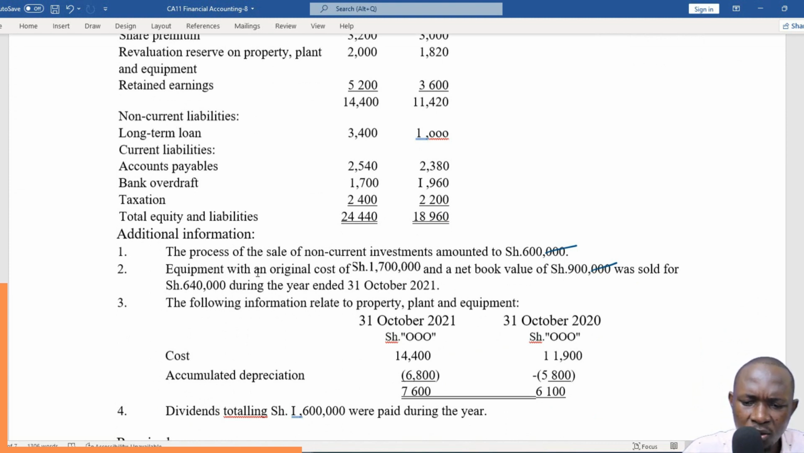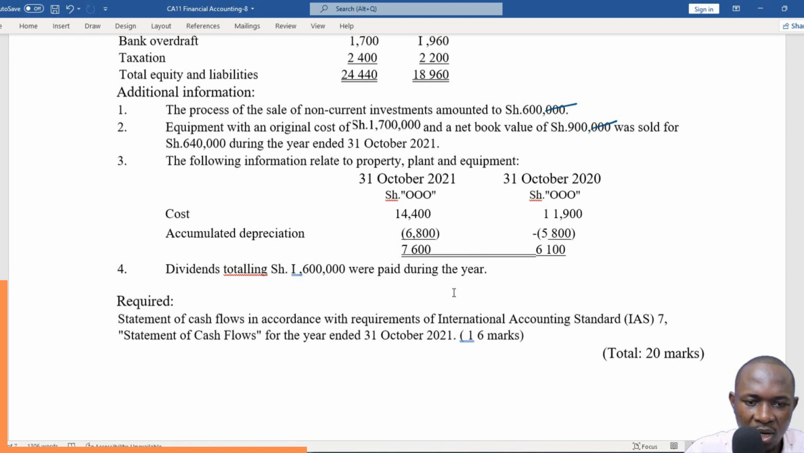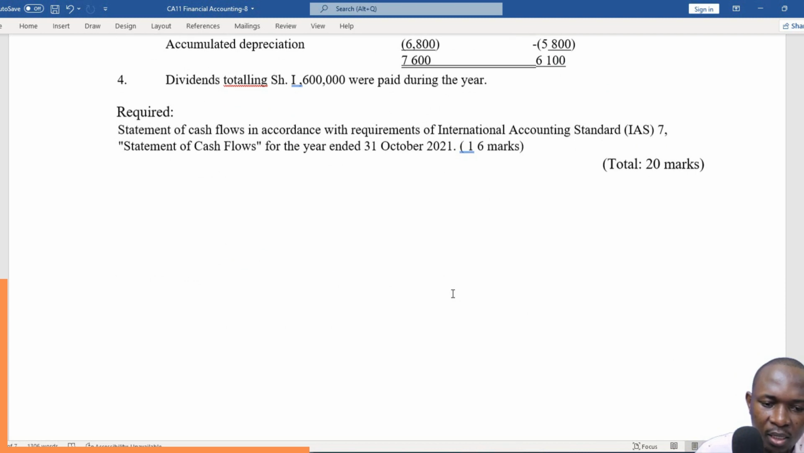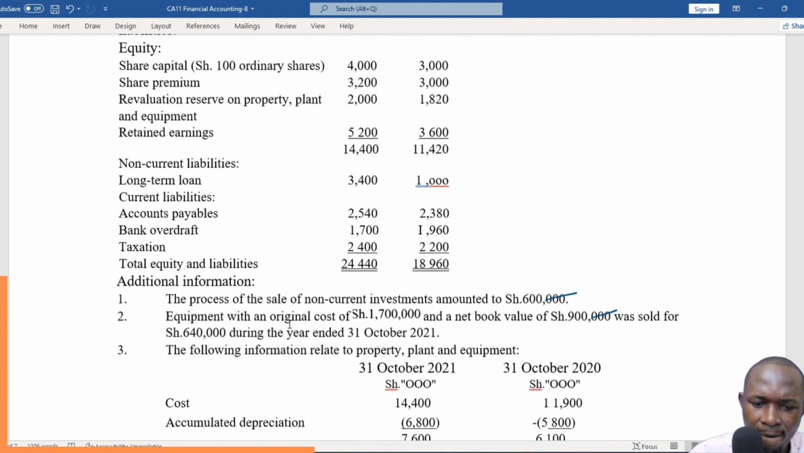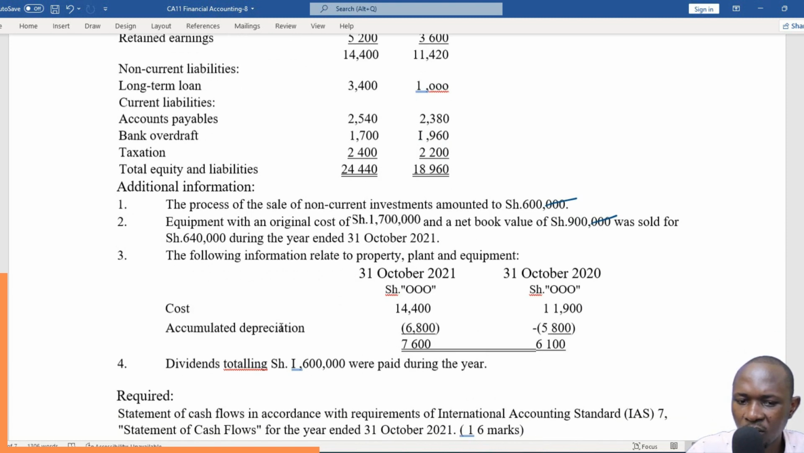Then equipment with an original cost of 1.7 and a net book value of 900,000 was sold for 640,000 during the year ended that. So this one has some working. So we'll simply say equipment. We'll open an equipment account here. Equipment account. So this is credit, and then we have debit. Let me see again. Equipment with an original cost of 1.7 and a net book value of 900 was sold for 640.